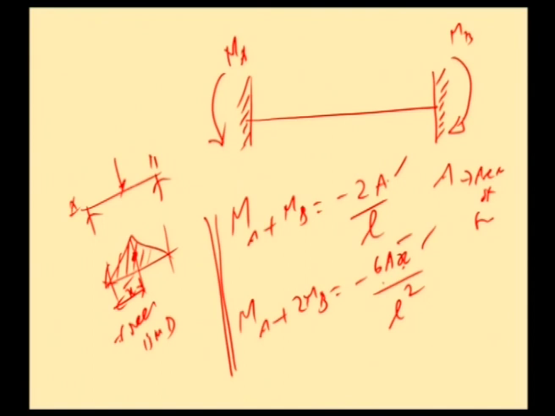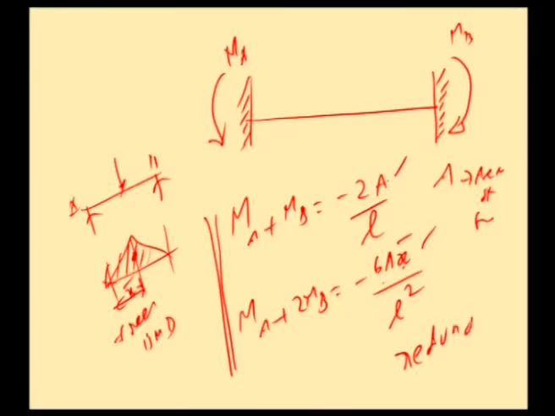Once we know the area and CG distance, then we can easily substitute in these two additional equations, and find the two additional unknowns, which we call redundants. Redundants are nothing but the excess reactions. Excess means that which cannot be found using the available equations. So, excess reactions are called redundants. Redundants can be found using this method.